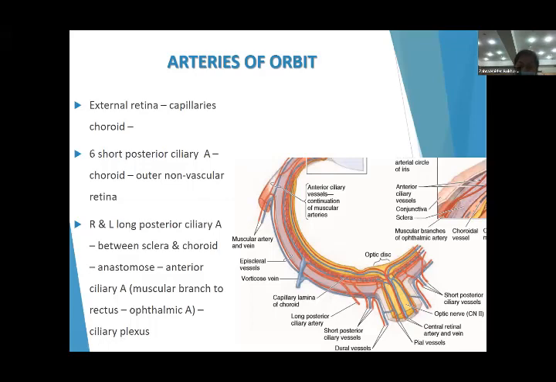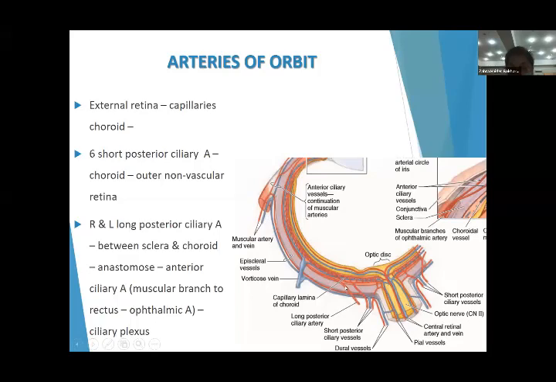ये जो 6 short posterior ciliary हैं, they supply the choroid. ये जो choroid की layer है इसको supply करती है, and obviously choroid को करती है तो outer layer of the retina, outer non-vascular layer of the retina को भी supply करती है. Inner को हमने already central artery of the retina की branches से supply कर दिया, inner part surface of the retina. अब आ जाते हैं long posterior ciliary.